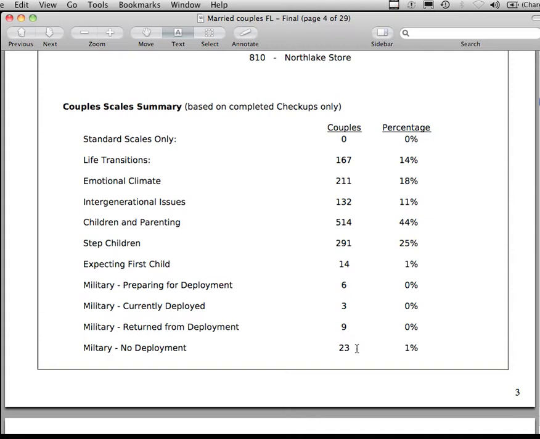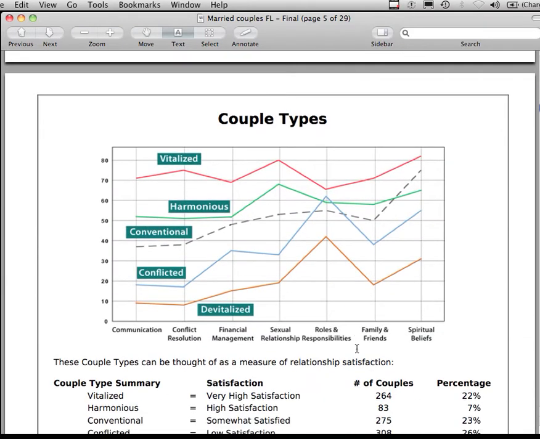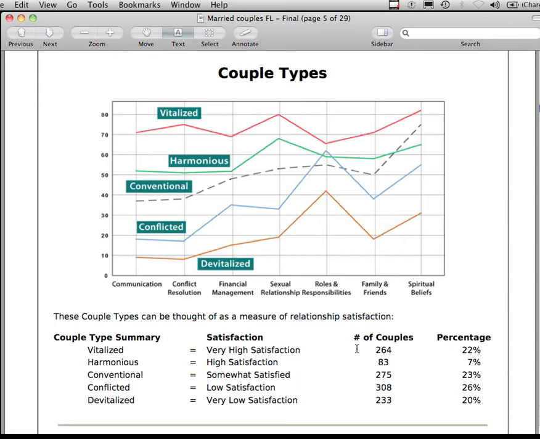There are a lot of people serving in the military who are not necessarily being deployed, but they still have to deal with the stressors of military life. So the next page gives me a breakdown within the typology. Those of you who are trained in Prepare and Enrich know a little bit about the couple typology.